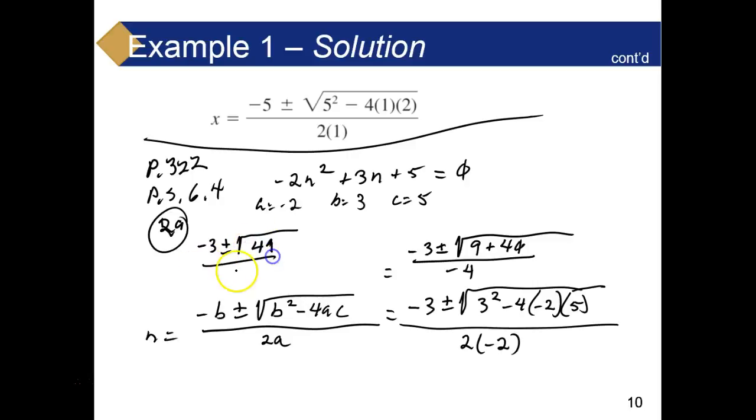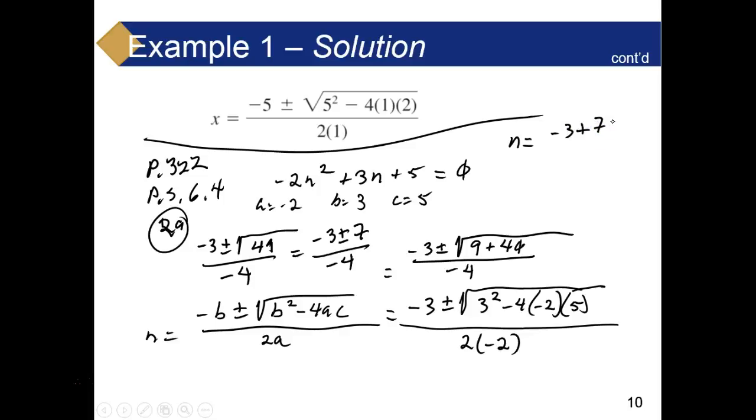49 divided by negative 4. That's negative 3 plus or minus what, the square root of 49? 7 divided by negative 4. Now we get our two solutions. N is equal to minus 3, plus 7.